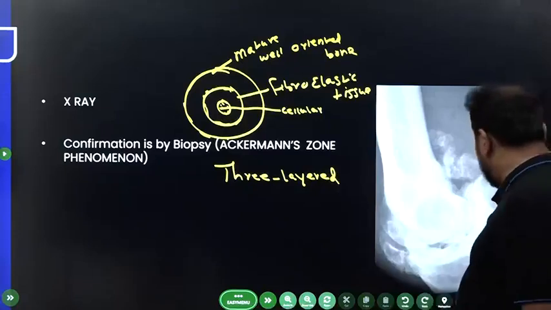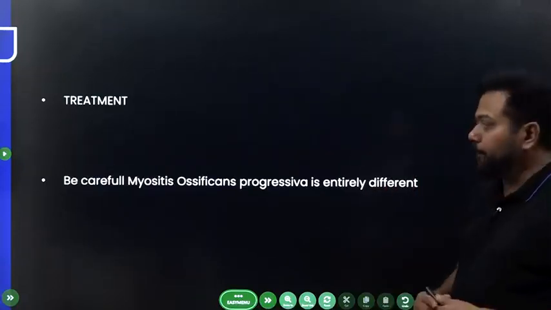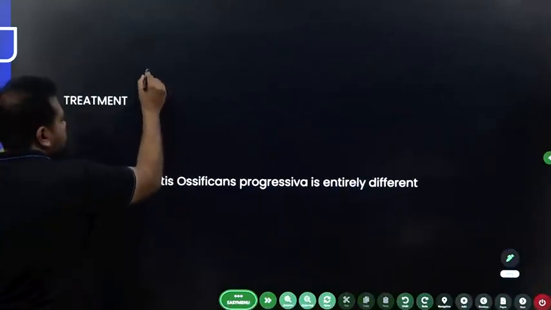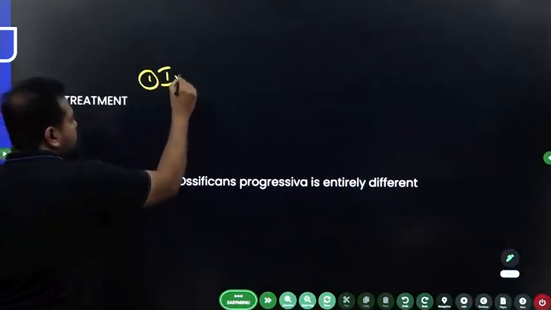Coming to the treatment of myositis ossificans, the main treatment is rest, immobilization.